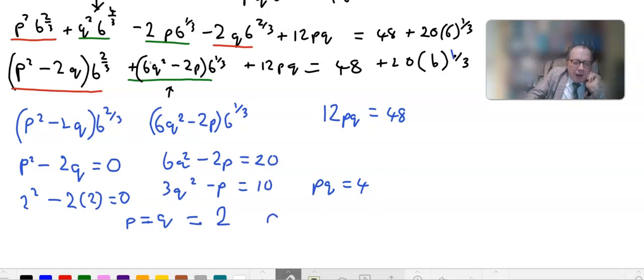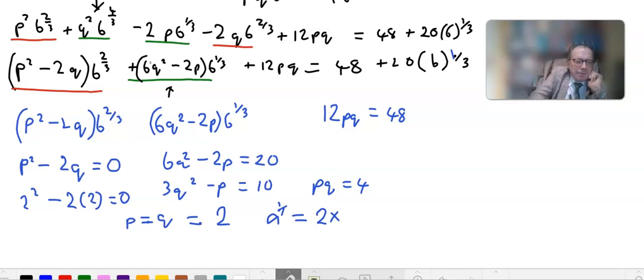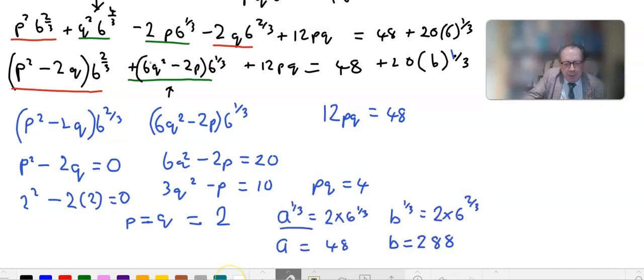and so that a to the power of a third is 2 times 6^(1/3), b to the power of a third is 2 times 6^(2/3), and that produces our two final answers, that a equals 48 and b equals 288.